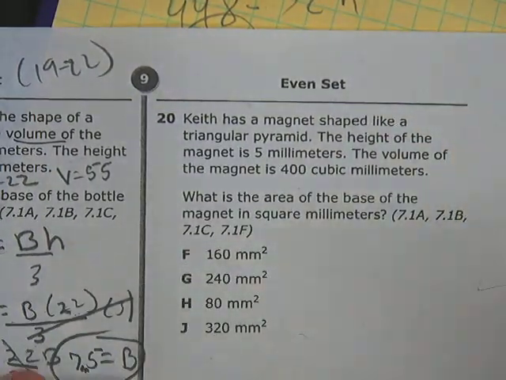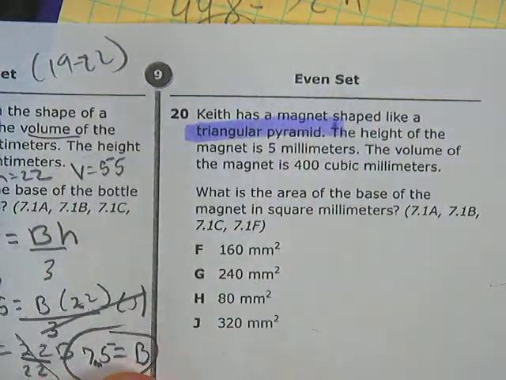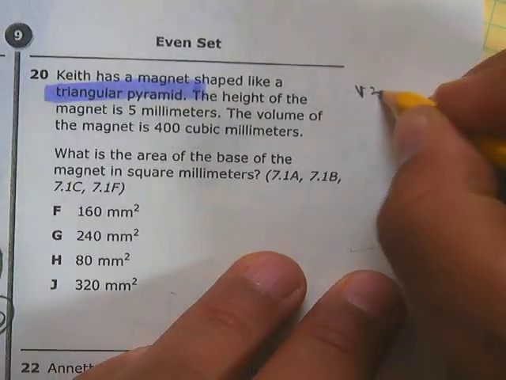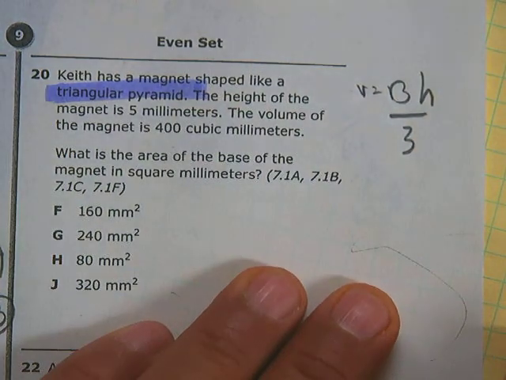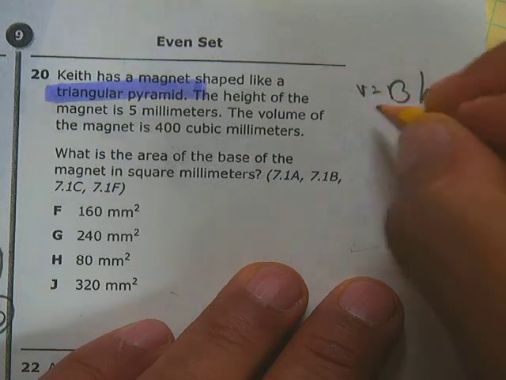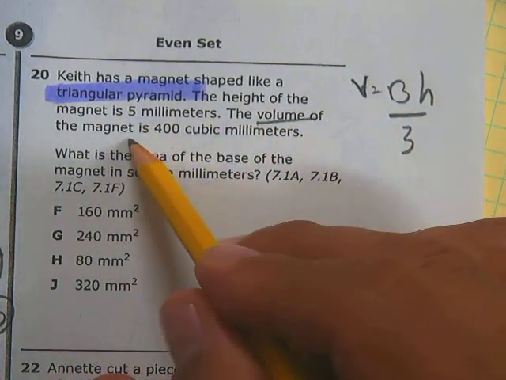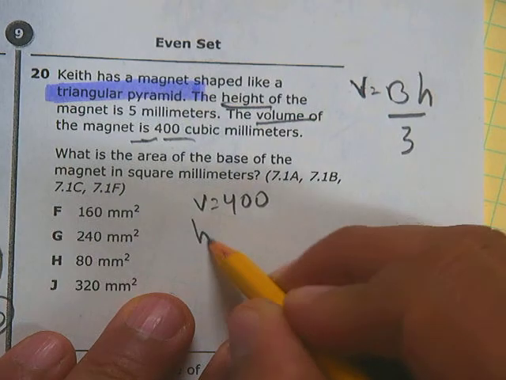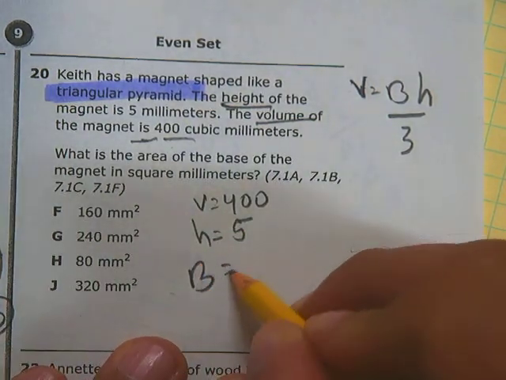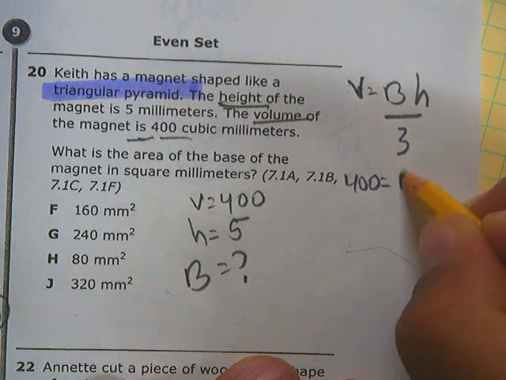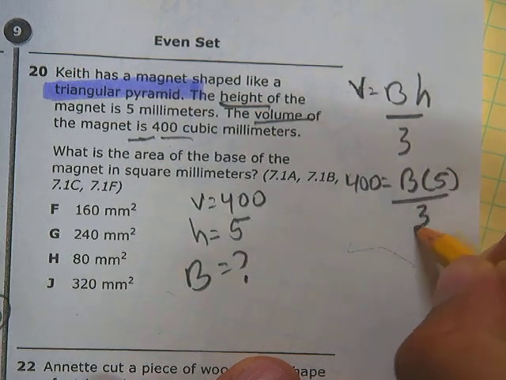Same thing for number 20. Again, you have a triangular pyramid. So again, the equation is volume equals the area of the base times the height divided by 3. Now, how do I know what I need? Let's see what is given to you. The volume equals 400. It also gives me the height, so height equals 5. That means the capital B we don't know. So let me substitute the numbers in there: 400 equals the capital B times 5 divided by 3.